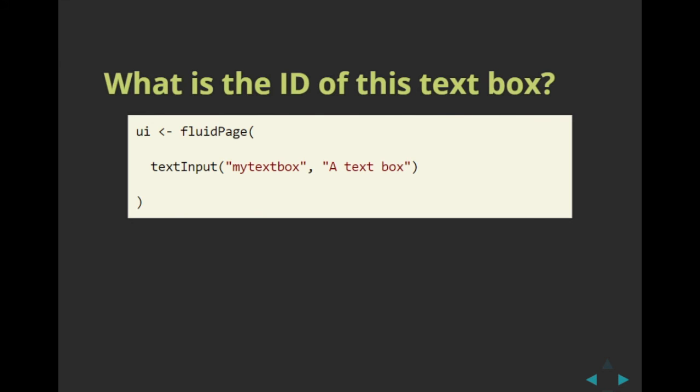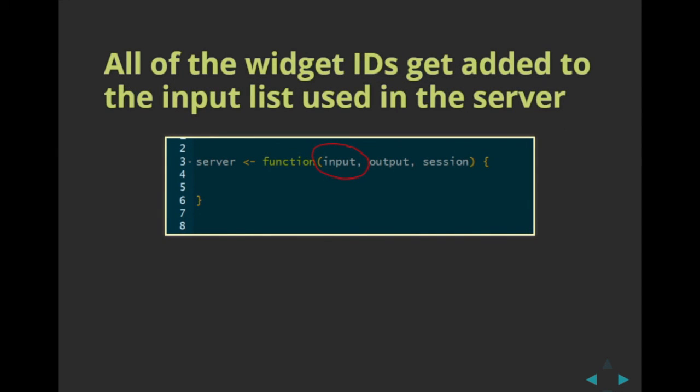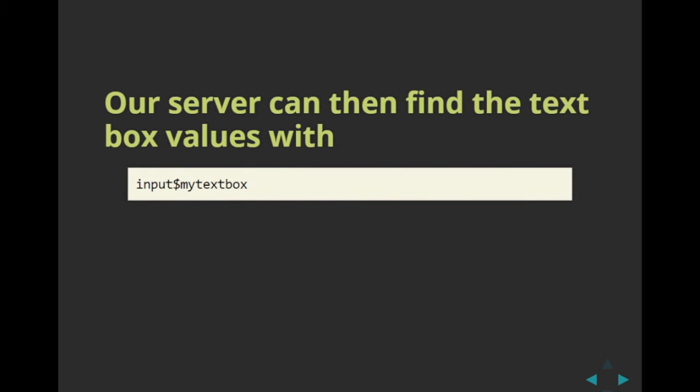So that ID is extremely important. And what happens to the widget IDs is they get appended to a list that can be accessed in the server. And so here's the code that you've been working with: nothing in it, server, function, and then we have 3 arguments. And that first one is the input argument, and it's a list, and that input list is where all the reactive values get stuffed so that you can access them in the server. Okay? And to bring this to a more specific example, in our server we can find the text box values with input$mytext.